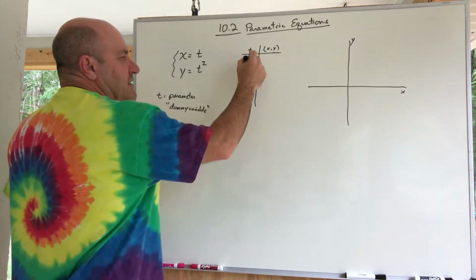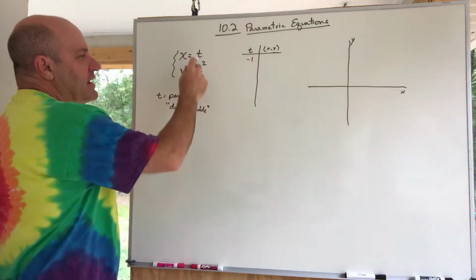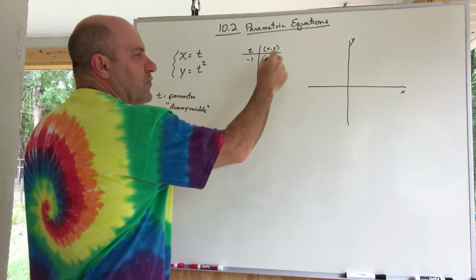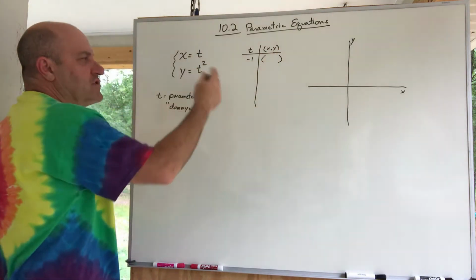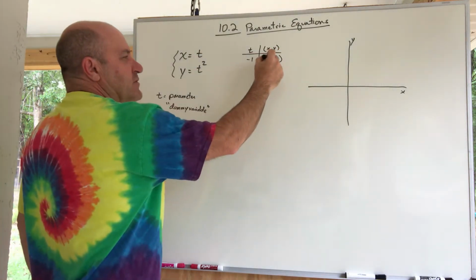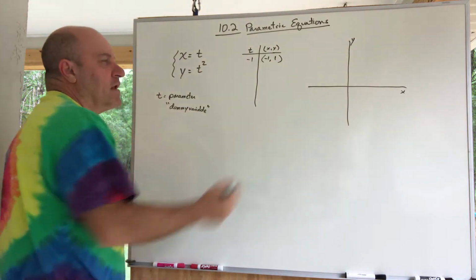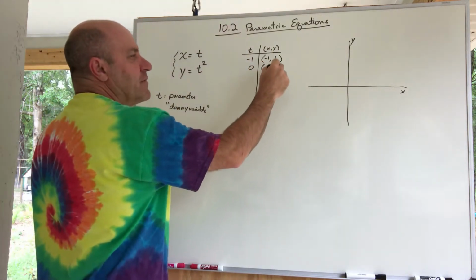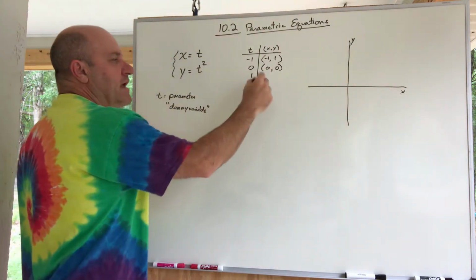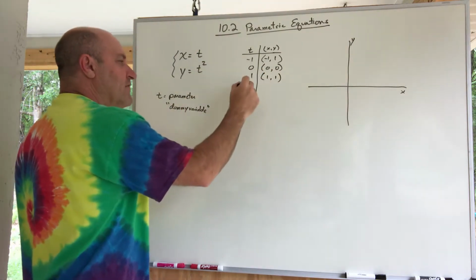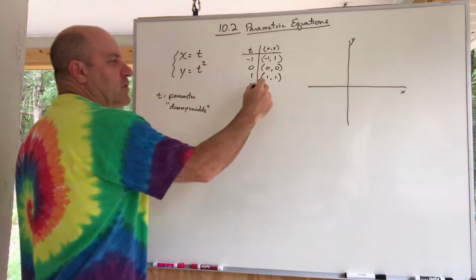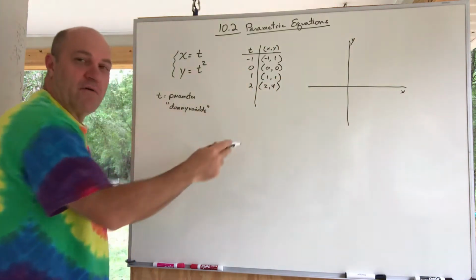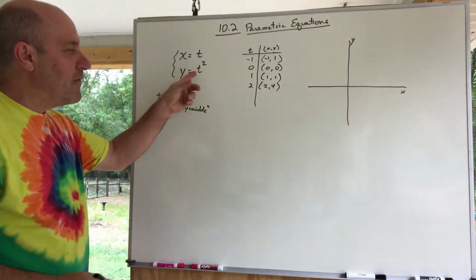If t is -1, I can plug that in and I get -1 and I get -1 squared. So I get this ordered pair when I let t take on certain values. X was -1, Y was 1. If I let t be 0, I get the ordered pair 0, 0. If I let t be 1, I get 1, 1. If I let t be 2, I get 2, 4. That's probably enough. And maybe you've already got a little idea.